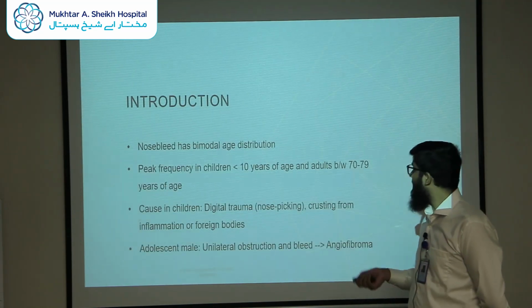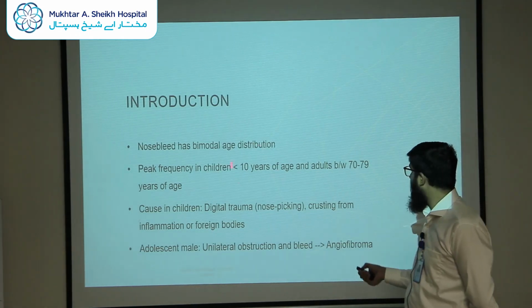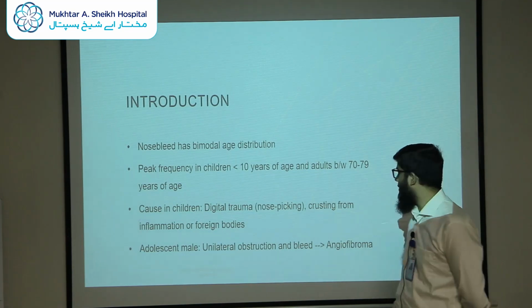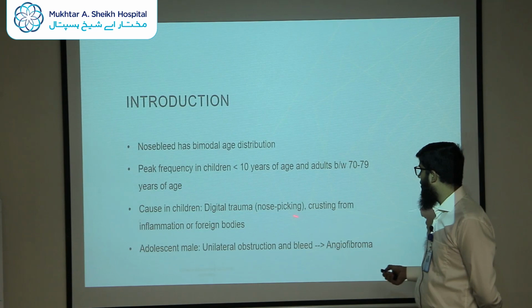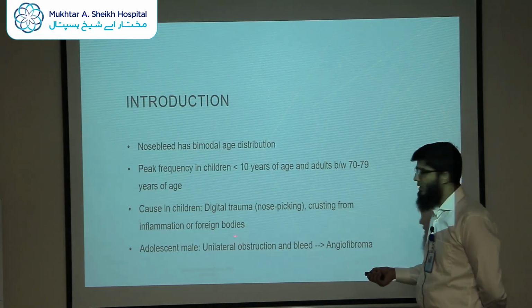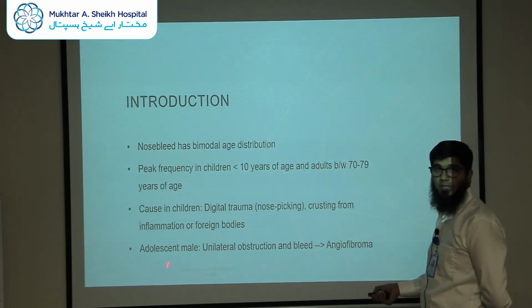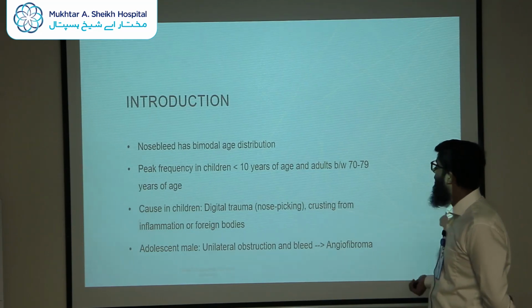Epistaxis has a bimodal age distribution. It is common in children less than 10 years and in adults between 70 and 79 years. In children, the most common cause is digital trauma or nose picking. The other causes include crusting from inflammation or presence of a foreign body. And if you have an adolescent male with unilateral obstruction and bleed, you should always suspect angiofibroma.